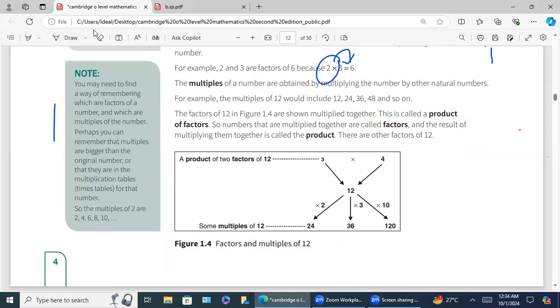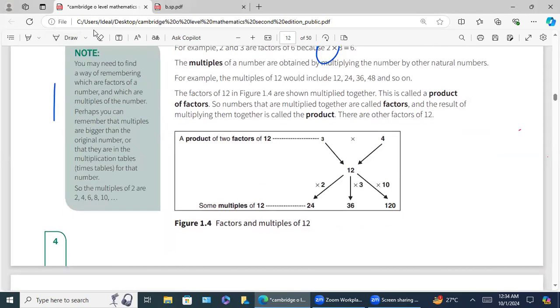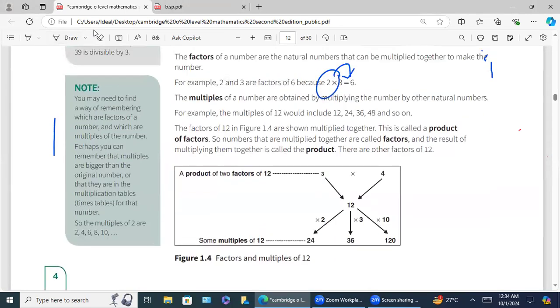For example, the factors of 12 in figure 1.4 are shown multiplied together. This is called the product of factors. So numbers that are multiplied together are called factors, and the result of multiplying them together is called the product. Simply, here we have the tree of multiples and factors. We can differentiate here.